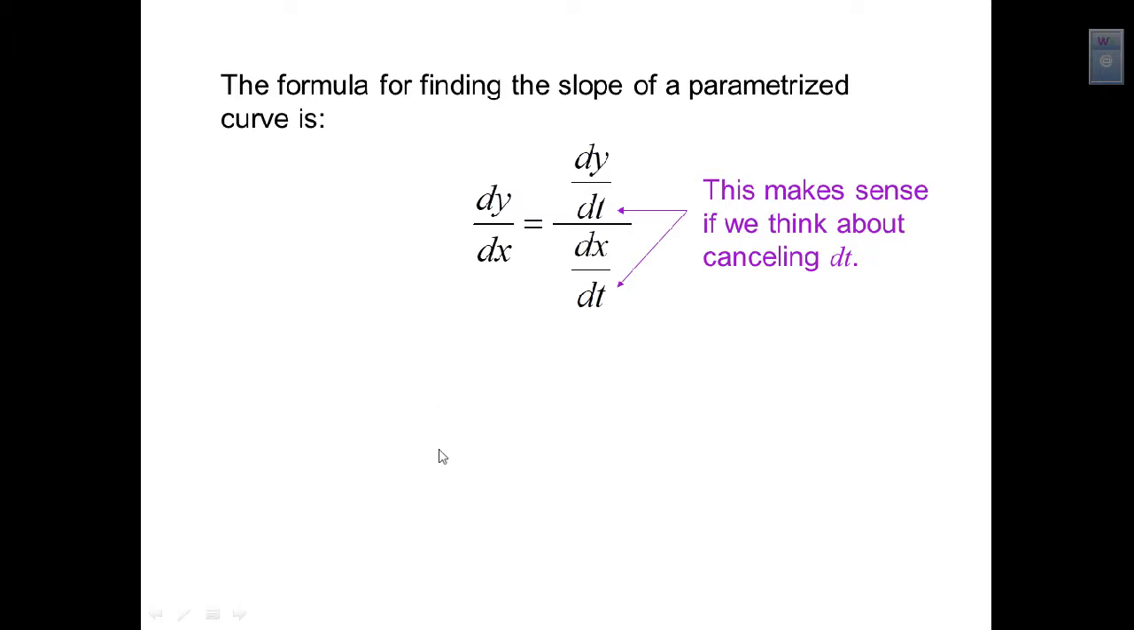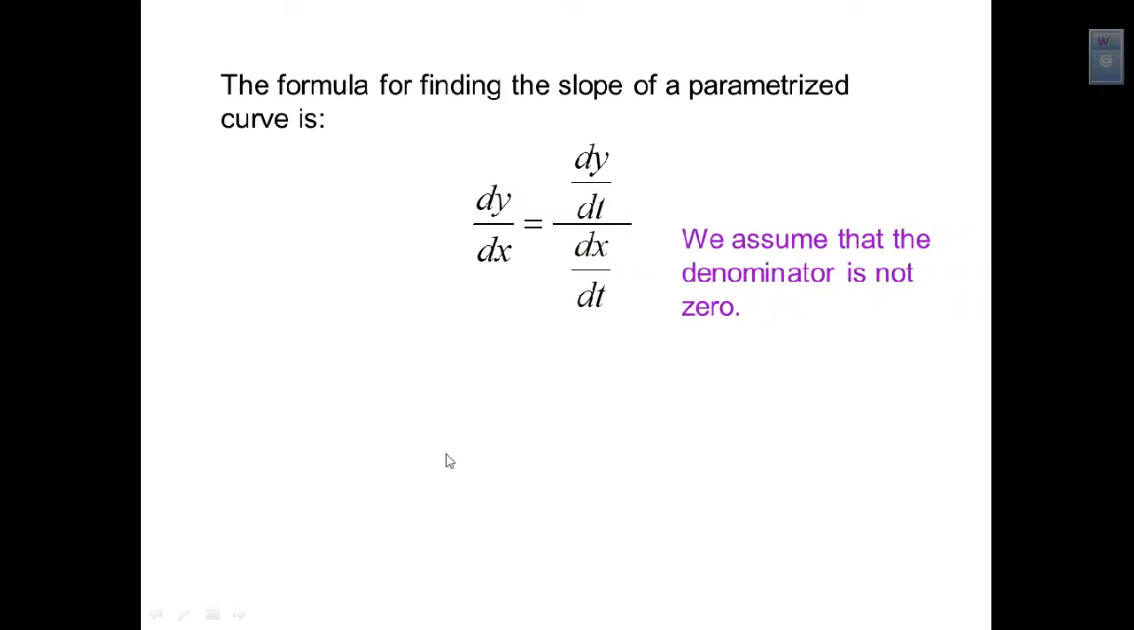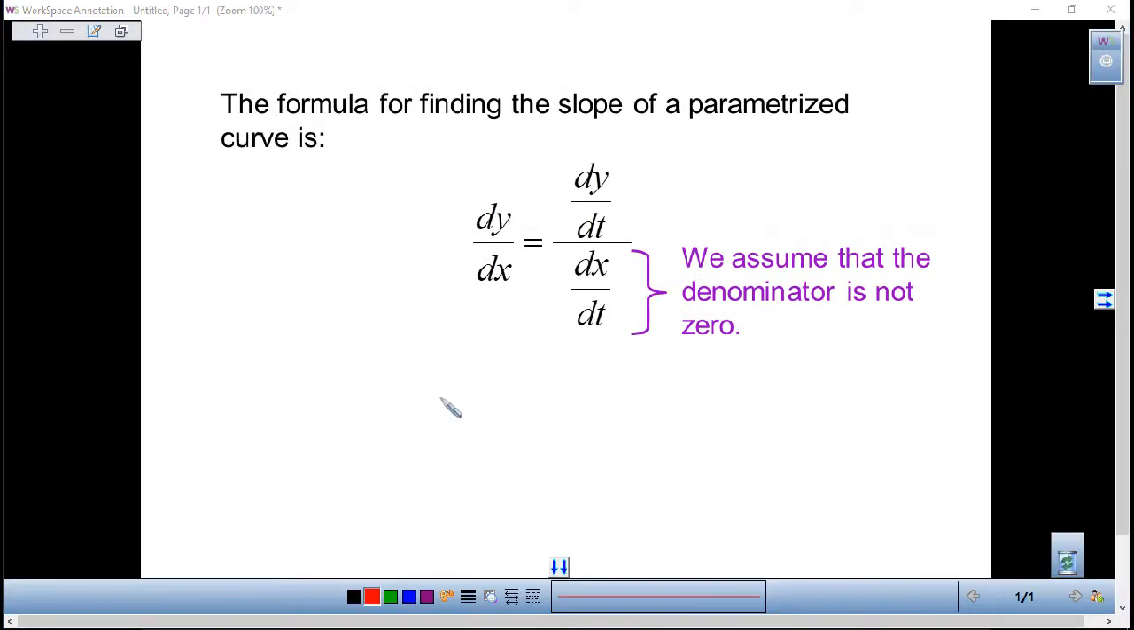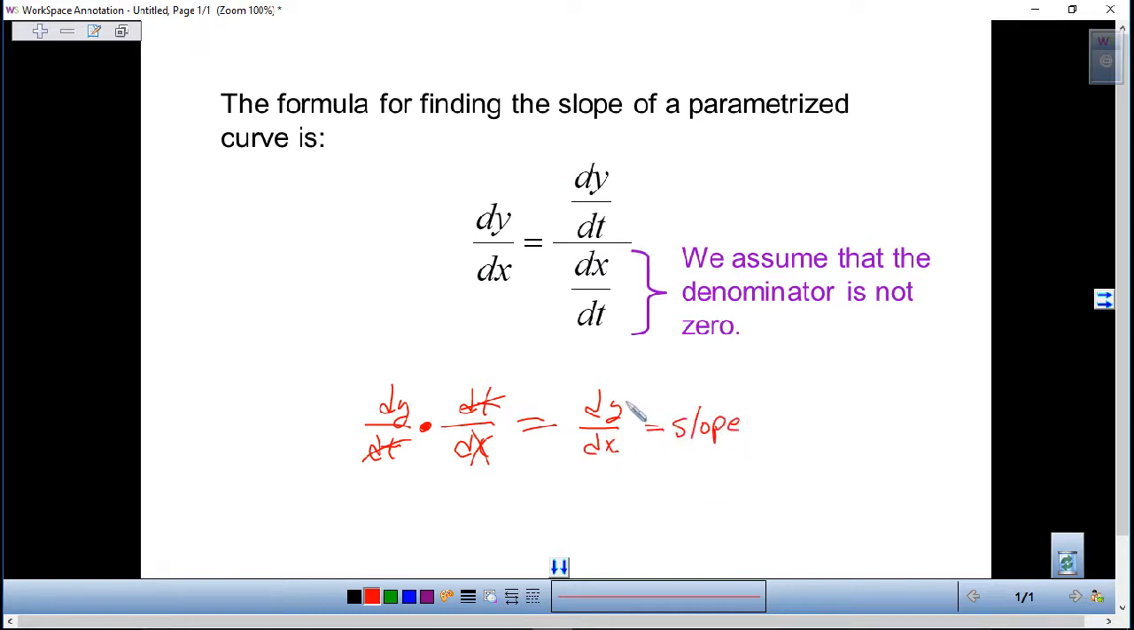Now this makes sense when we think about canceling dt, because if we can assume that the denominator is not 0, well, remember, when we're dividing fractions, dy/dt, keep, change, and then flip: dt/dx, and then the dt's would cancel out, leaving you with dy/dx, which is nothing more than slope, the change in y over the change in x. So that's how this works.